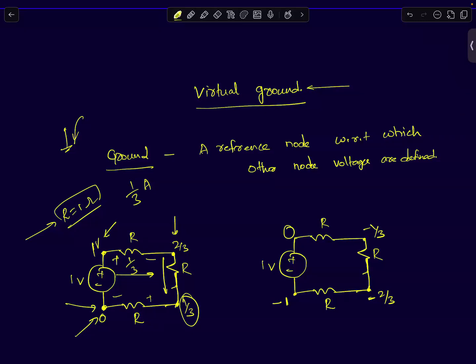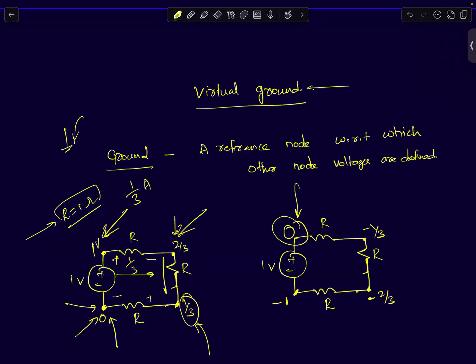It is 0. So now if I define this node voltage as 0, I was able to define the node voltages for the other 3 terminals. It's 1, 2/3, and 1/3. Now I will define this node as 0 volts. I'll choose this as my ground, as my reference node, whose voltage I'm defining as 0.